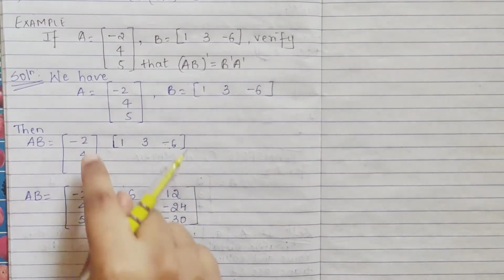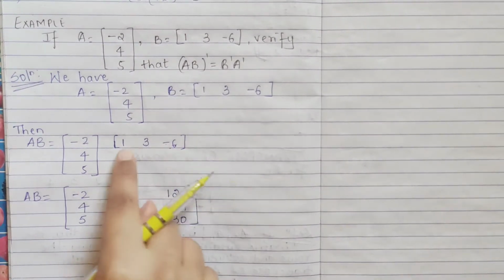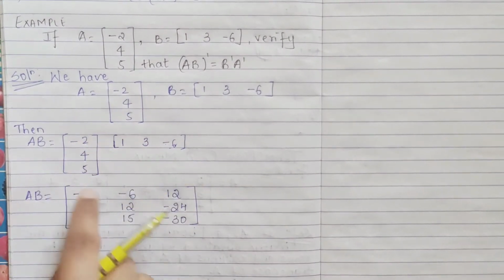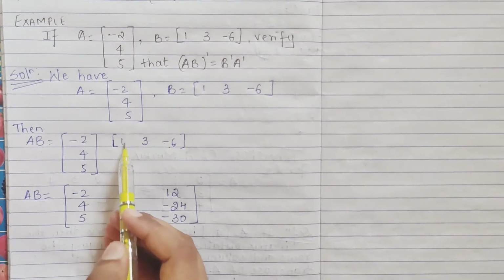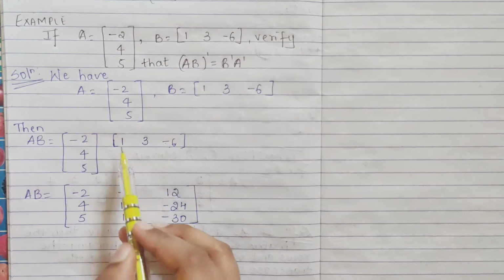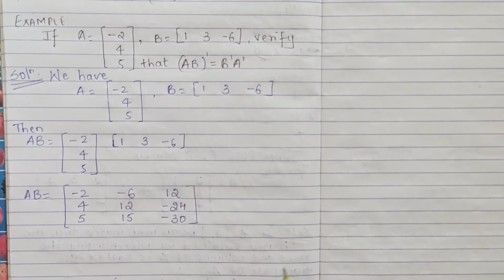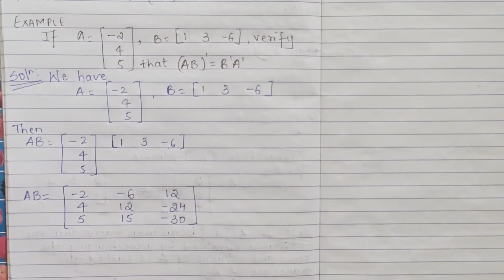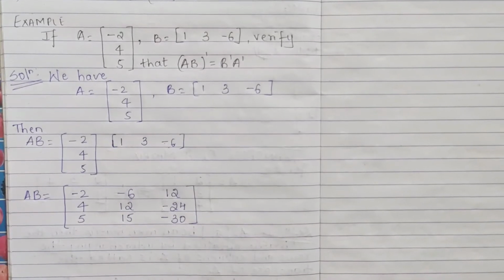See here you have only a single column and a single row, so your multiplication also becomes easy. There is no other term that you have to add up. So this you can easily get.